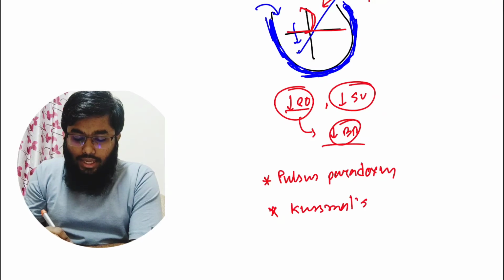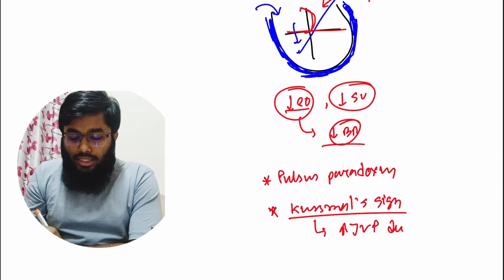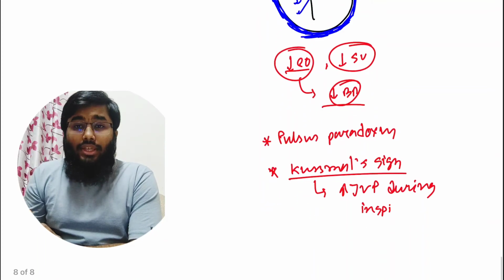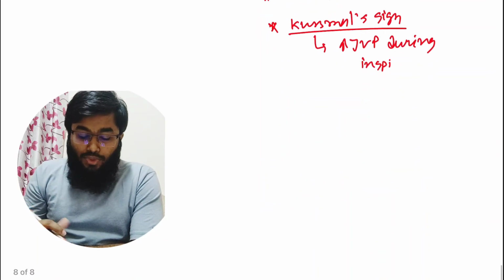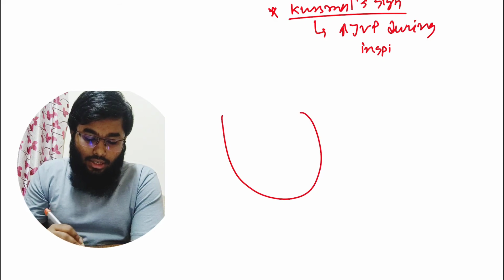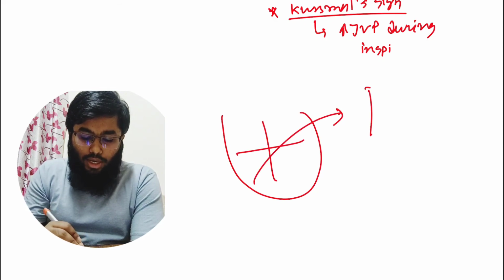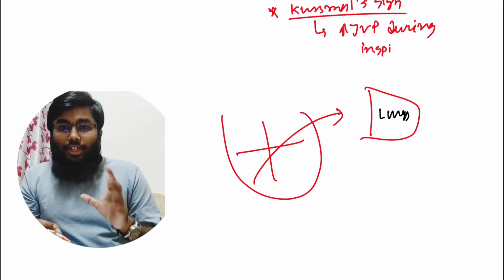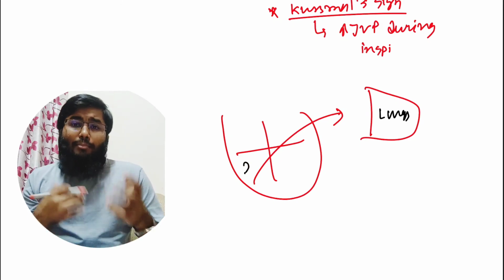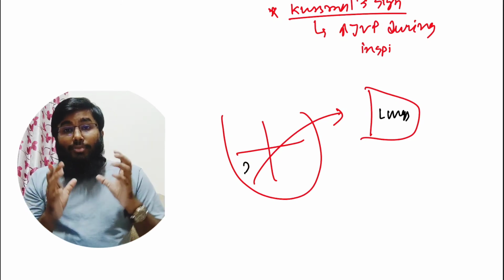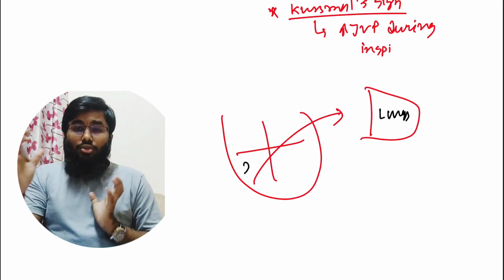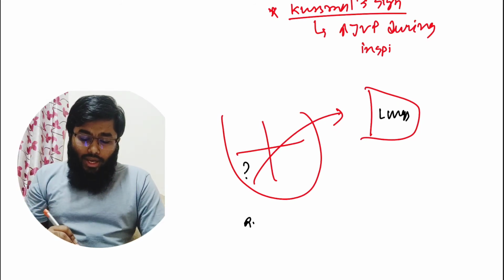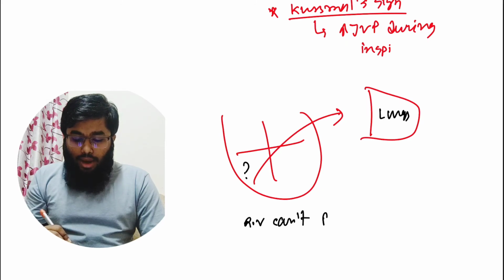So how is the Kussmaul sign found? The Kussmaul sign is an increase of JVP during inspiration. So you are in inspiration, but your JVP is increasing rather than decreasing. How does it happen? Think that this is your heart, and from that heart you pump your blood to the lungs. So this is your lungs. If there is pulmonary hypertension in the lungs, can your right ventricle pump properly? No, it can't. There is a large pressure gradient from the right ventricle to the lungs.